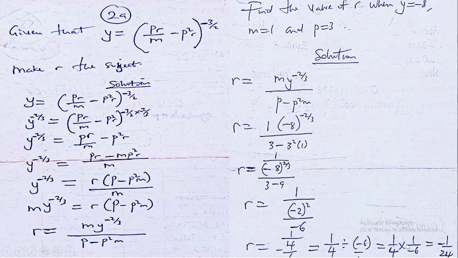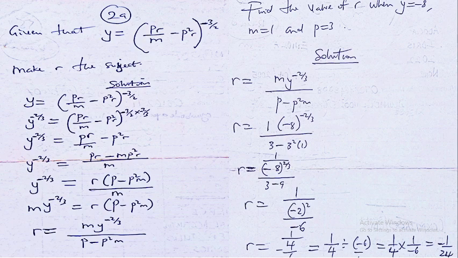1 over 4 times 1 over 6. Then this can take care, they can multiply themselves. 4 times minus 6 will give us minus 1 over 24. So that means the value of our R is minus 1 over 24. So that's the solution to question number 2. And that is also 8 marks altogether.